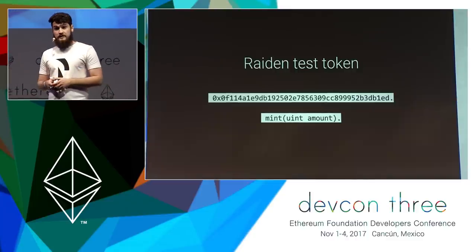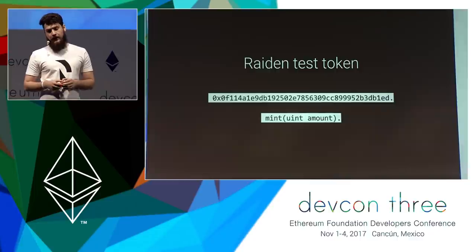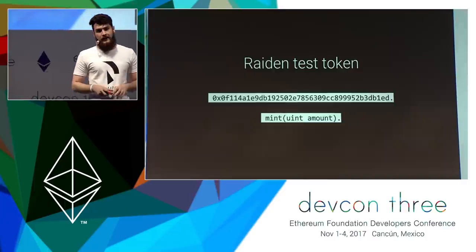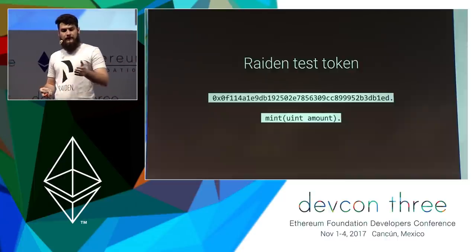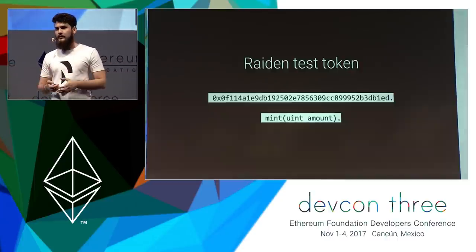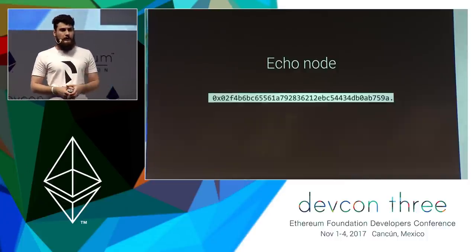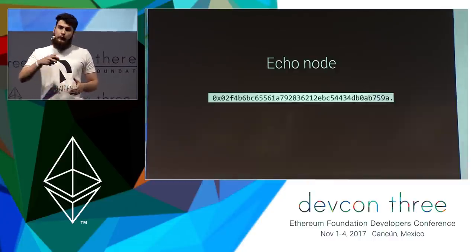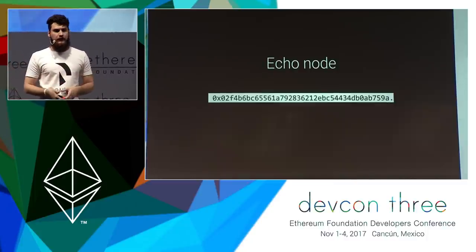On the Ropsten test network, we have deployed all the Raiden smart contracts, including the Raiden test token. And with the Raiden test token, we have made available a mint method that you can use to mint yourself some test tokens and use them to make payments in the test network. Once you have some tokens in the test network, you can connect to some nodes. And here is a node that you may try to use. It's a programmable node that's just going to reply to the transfers that you make to it with a transfer of the same amount and same token, in the case of the Raiden test token.